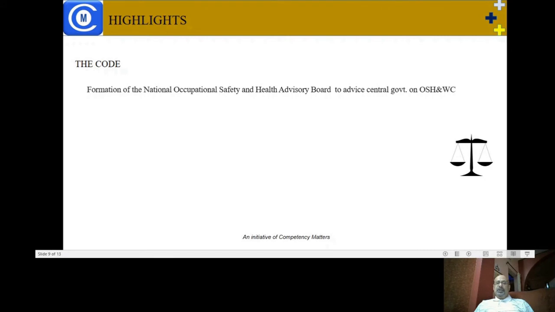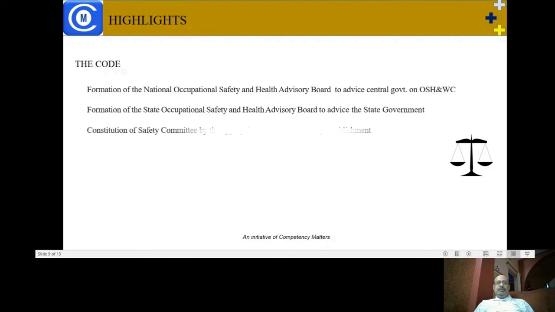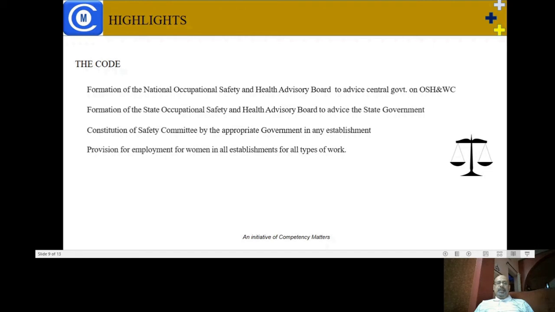Formation of National Occupational Safety and Health Advisory Board to advise the central government. Formation of State Occupational Safety and Health Advisory Board to advise the state government. Constitution of Safety Committee by the appropriate government in any establishment. Provision for employment for women in all establishments for all types of work.